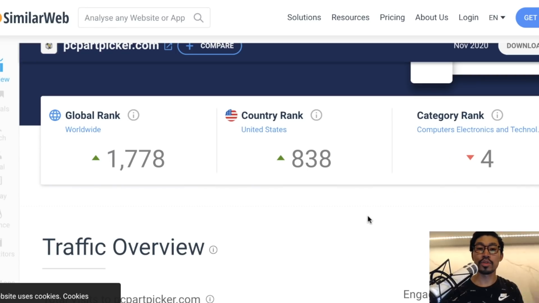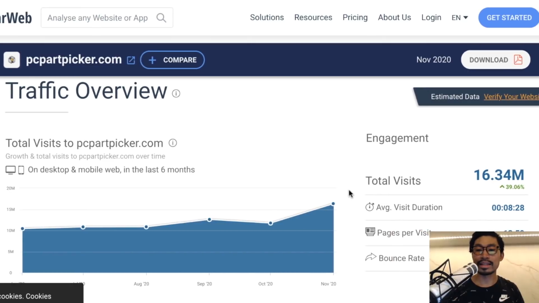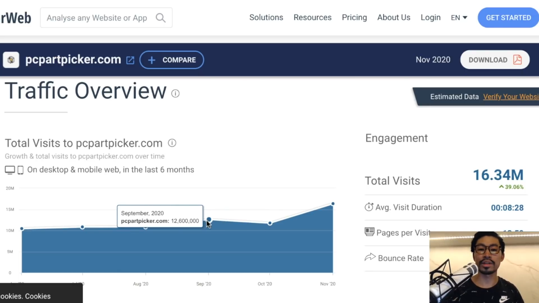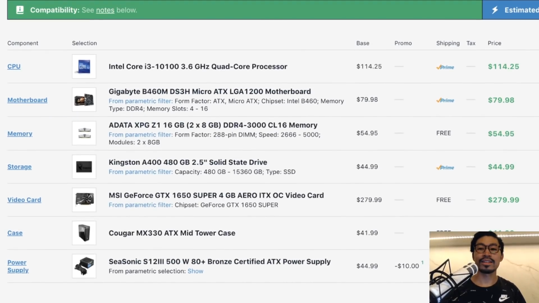So, all right, guys, I've pulled up PCPartPicker.com. You can see it's ranked number 4 in computer electronics. So this is going to be huge. We're looking at 16 million visits a month as of November 2020, and this is monthly visits, over 10 million, 11 million, 12 million. I mean, 10 million plus visits a month of people clicking affiliate links to use this. And obviously not everyone who visits has to buy something, but come on.